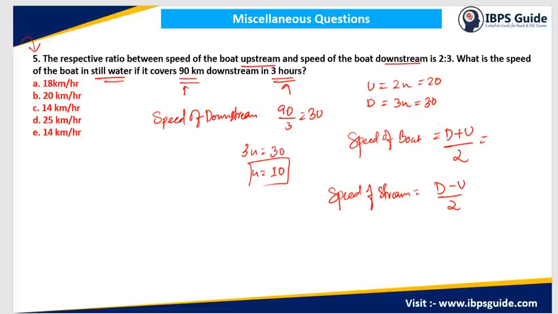20 plus 30, that is 50 divided by 2, that is 25 km per hour. And if they had asked you the speed of stream, that will be 30 minus 20, that is 10. 10 divided by 2 is what? 5. So this will be 5 km per hour, right? So in this case, since they are asking about the speed of boat, so that will be what? 25 km per hour. That is option D.